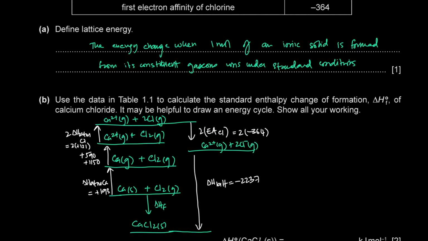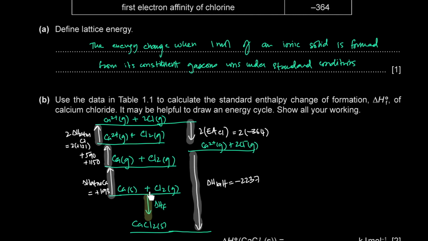Right, so we can say that we can directly convert the elements into the solid ionic lattice. That's the enthalpy change of formation, and that is equal to 193 plus 590 plus 1150 plus 2 times 121 plus 2 times negative 364 minus 2237.